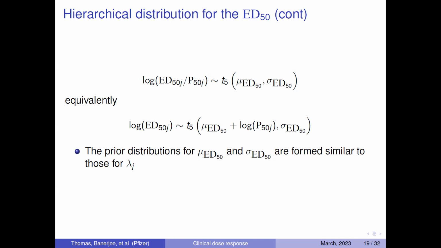So also we could put in an indicator for whether the compound's a biological or small molecule. And to date, we haven't really found any other compound characteristics that were very predictive of the ED50 or the slope parameter. So we're still using our original pre-specified model. Now, the prior distributions for these hierarchical parameters for the ED50 are formed very similar to what we did for the slope parameter, so I won't go back over those here.